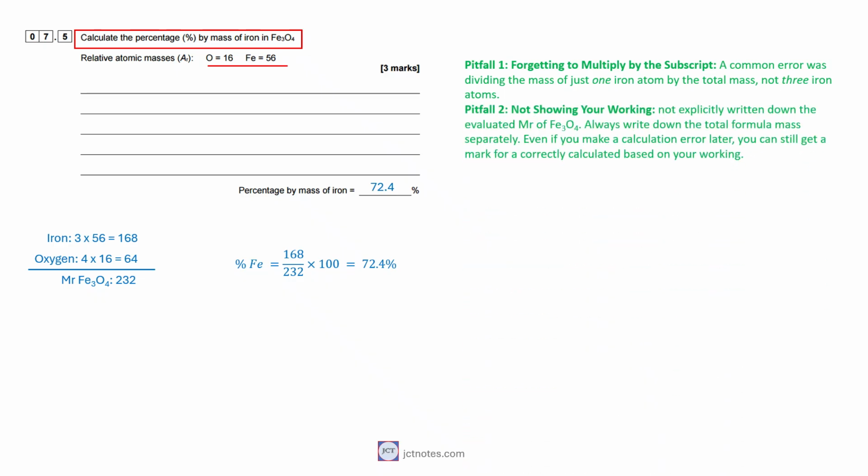Pitfall 2. Not showing your working. The examiner stated that it was sometimes difficult to award any credit if a student got the final answer wrong because they hadn't explicitly written down how they evaluated the total formula mass. Always write down the total formula mass separately. Even if you make a calculation error later, you can still get a mark for a correctly calculated value based on your working. Pitfall 3. Reusing numbers from previous questions. Some students tried to use the numbers from question 7.3, which were completely unrelated.